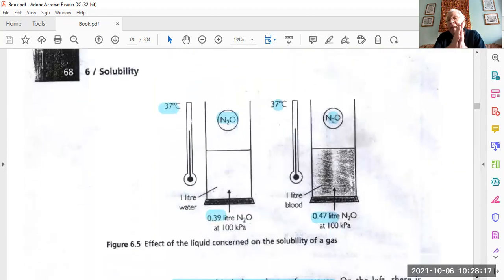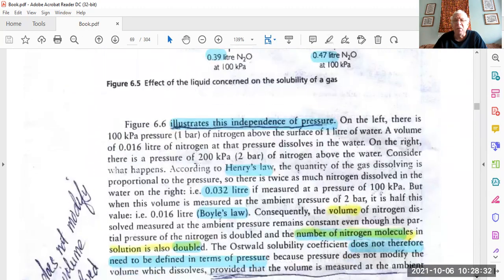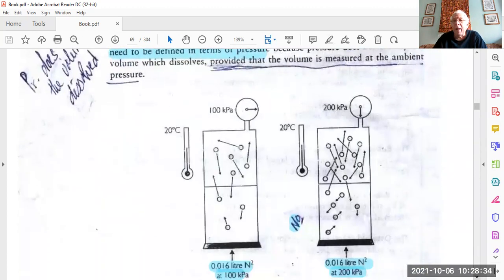Another point is that the Oswald partition coefficient, the Oswald coefficient of solubility, is not affected much by pressure. It's not affected by pressure. And we can see from the figure what's the meaning of that. What's the meaning that the Oswald solubility coefficient is not affected by pressure?